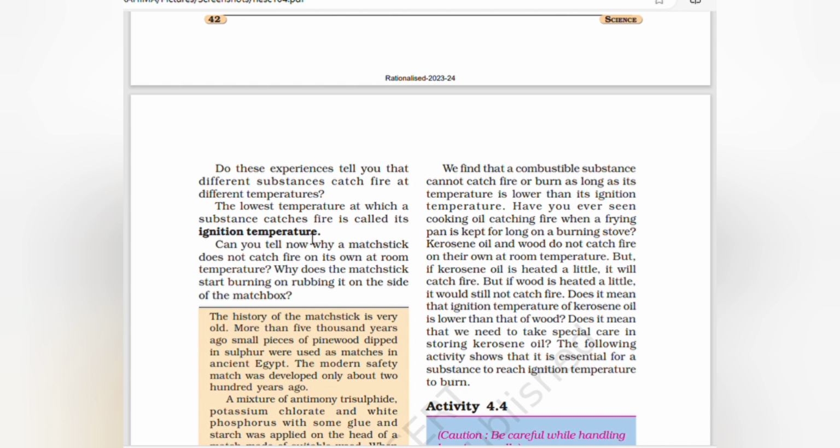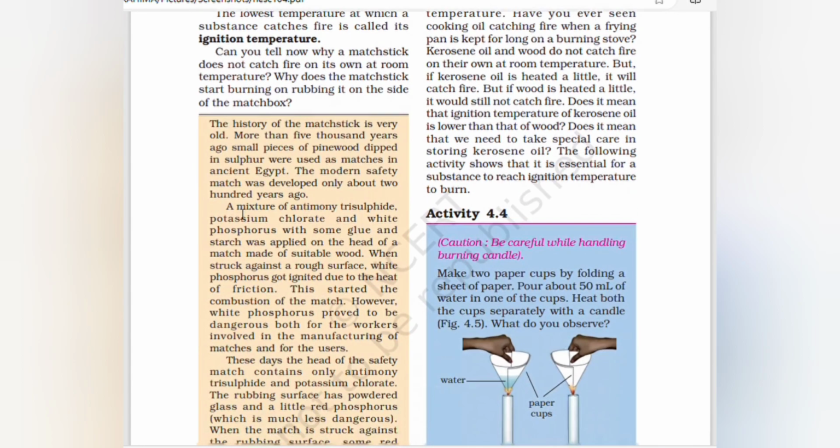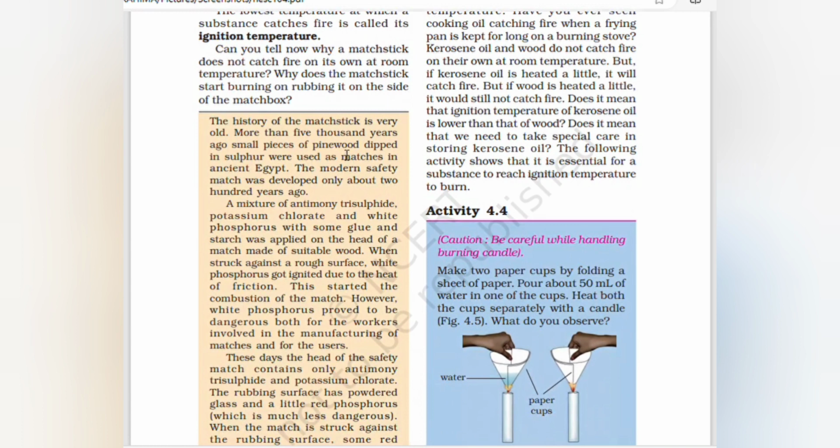Can you tell now why a matchstick does not catch fire on its own at room temperature? Why does the matchstick start burning on rubbing it on the side of the matchbox? History of the matchstick is very old. More than 5,000 years ago, small pieces of pine wood pinned in sulfur were used as matches in ancient Egypt. Modern safety match was developed only about 200 years ago.